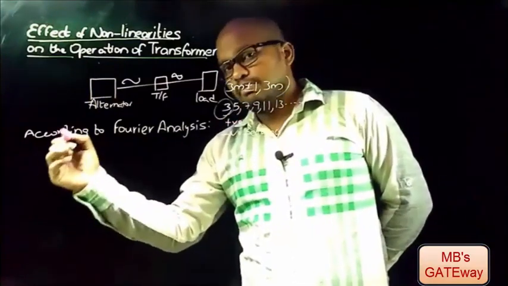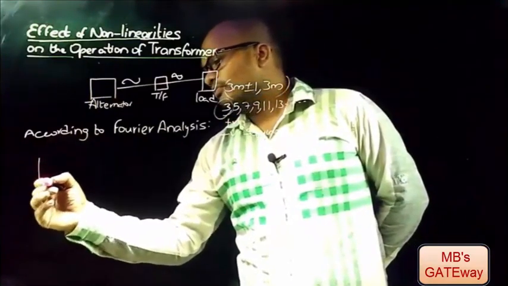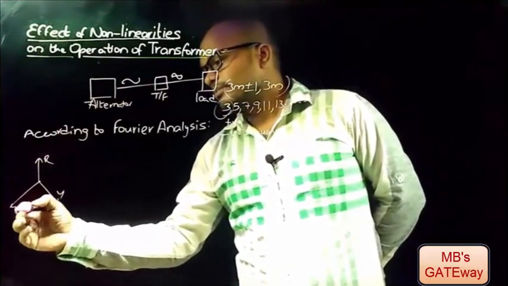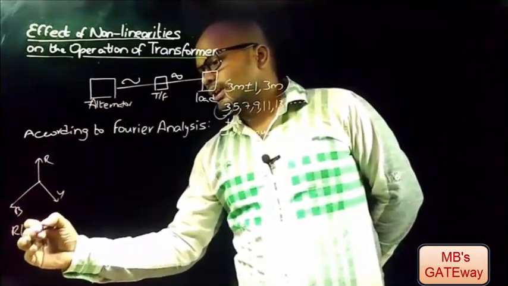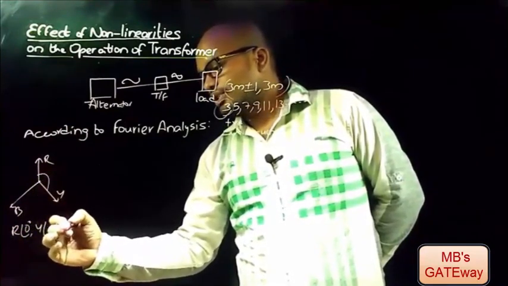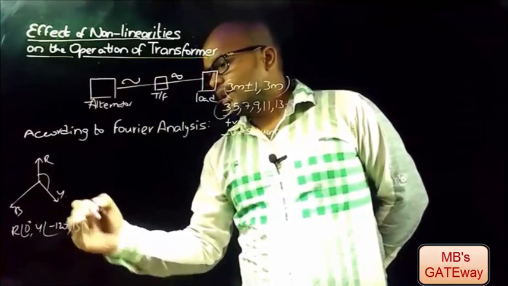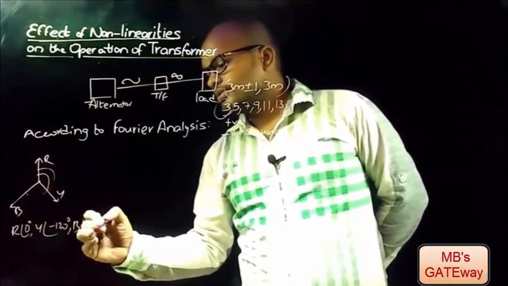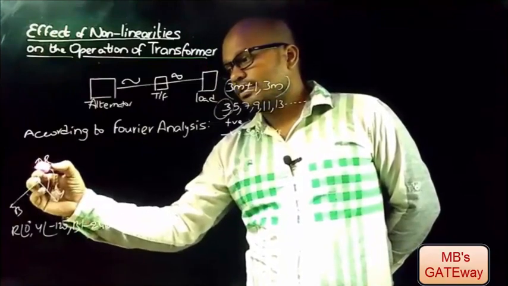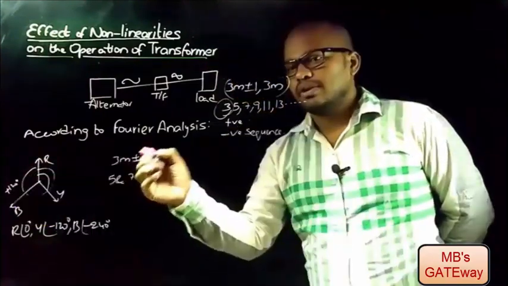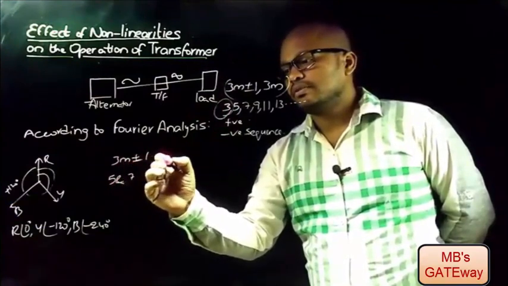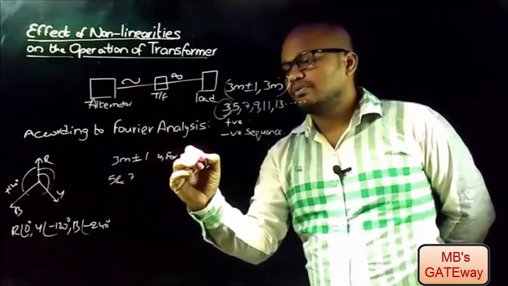In power systems, the preferred phase sequence is R, Y and B. That is, R at an angle 0, Y at an angle minus 120 degrees, and B at an angle minus 240 degrees. And this minus 240 degrees can also be represented as plus 120 degrees. Now let's check the phase sequence of the 5th and 7th harmonic, that is, for m equal to 1.